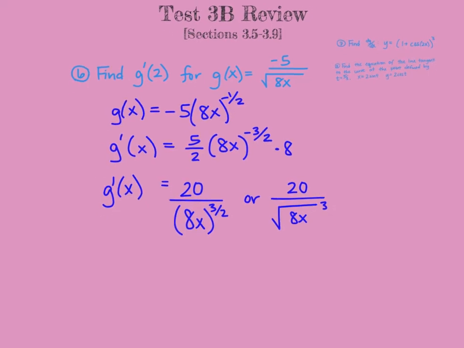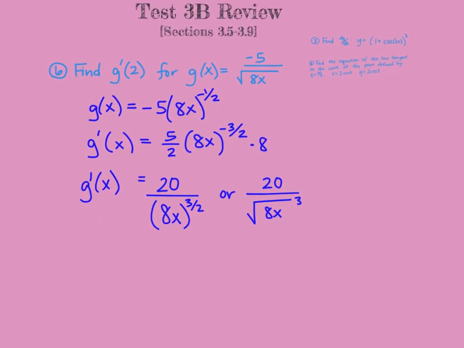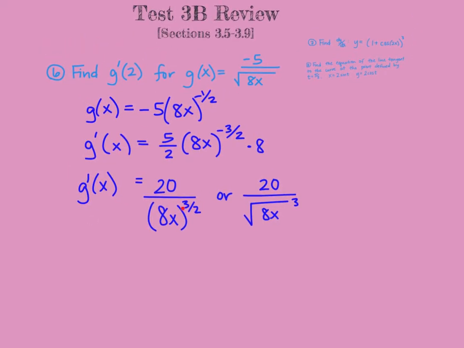Now the reason I like writing it with the actual root rather than the fractional exponent is because when we want to plug in 2, it's easier, I think, just for me at least, to plug in when we actually have a square root. So g prime of 2, I'm going to plug it in to this function here. They're the same again, but this one's easier, I think, to plug in a 2. When we plug in a 2, we'll have 20 over, and then 8 times 2 is 16. So it's a square root of 16, and then that's cubed.